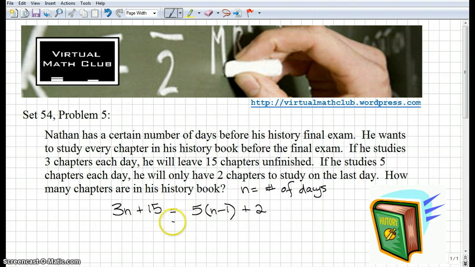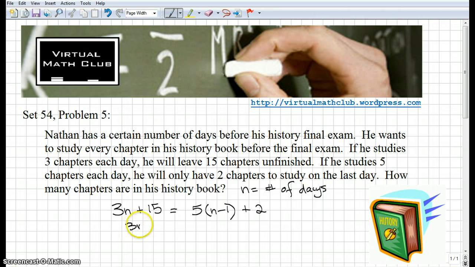So if we just set up this little algebraic equation and solve for n, that'll give us the number of days that he has left to study. Of course, that's not what they ask for. They ask for the number of chapters in his book. But if we knew the number of days that he has left to study, we could easily find the number of chapters in his book. Okay, so let's do that. Let's solve for the number of days that he has to study.